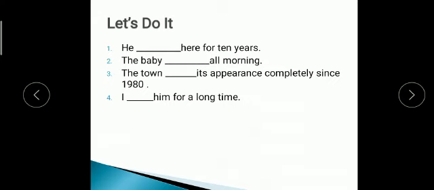Let's do it. He blank here for 10 years. The baby blank all morning. The town blank its appearance completely since 1980. I blank him for a long time. So you have answers also after this in the next slide. But I wish you to write first and then switch to the answers.